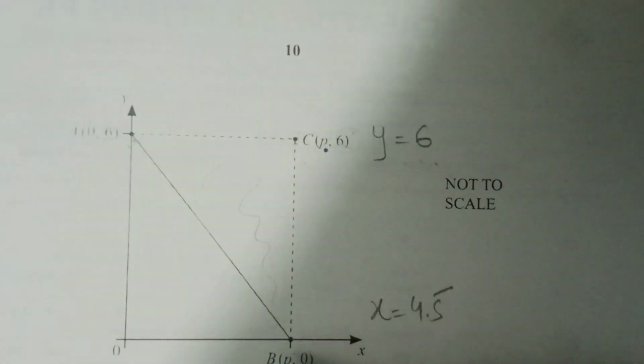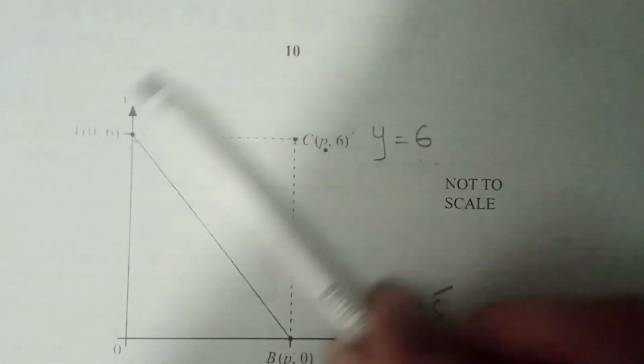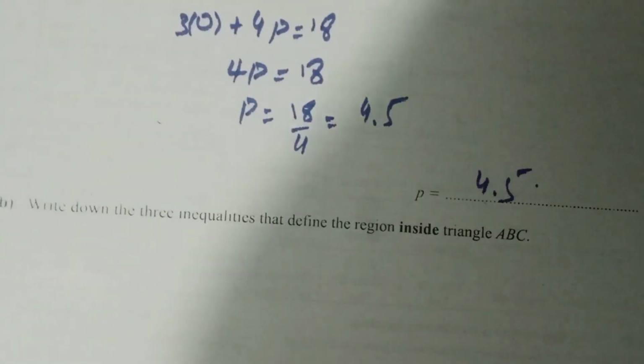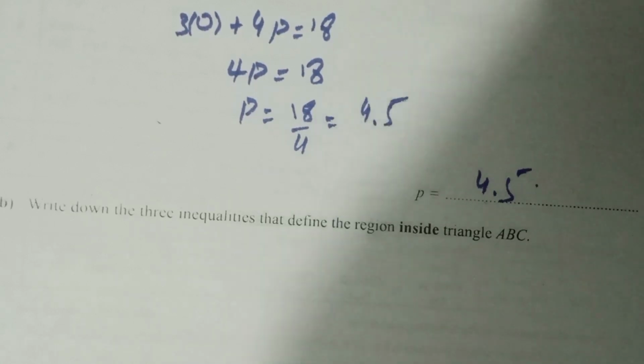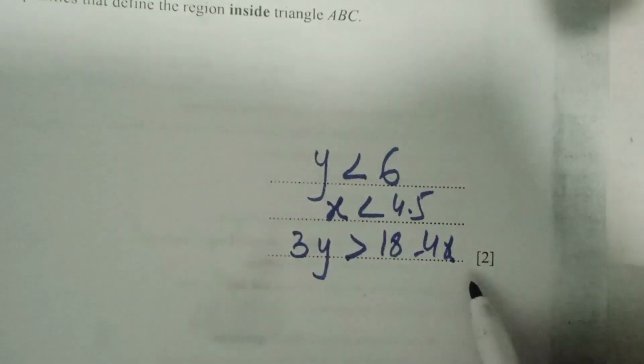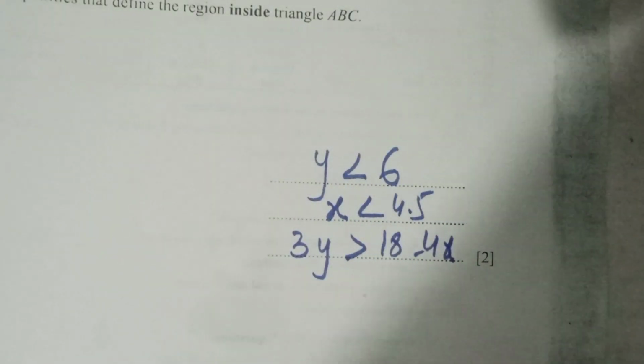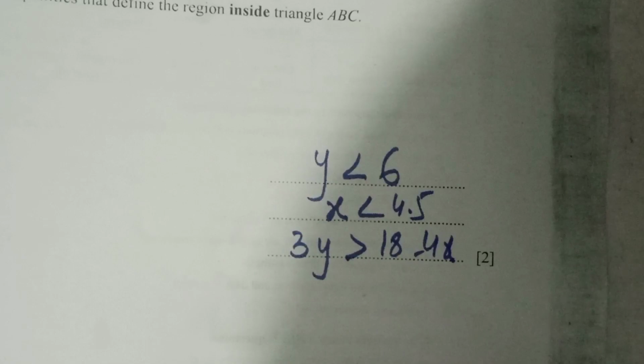Now for this line, we notice that the region lies above it. So we write 3y is greater than 18 minus 4x. Now we have written the inequalities of this triangle, and this question is solved.